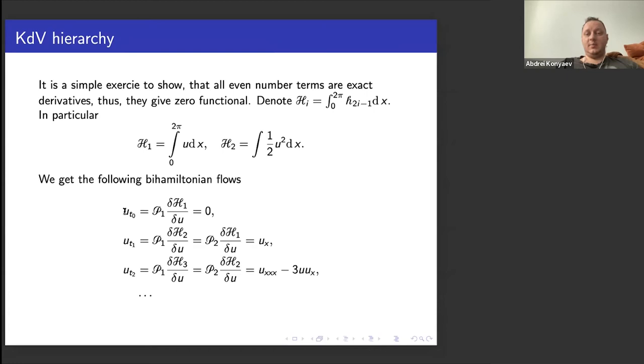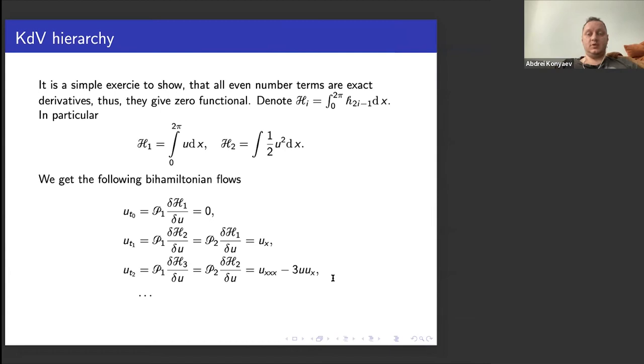We see that the first two terms are u and 1/2 of u squared, and we see we first get zero, then we get ux, and then we get the KdV equation. So the KdV equation fits in this scheme, which again uses the knowledge of the Casimirs of the two functions.